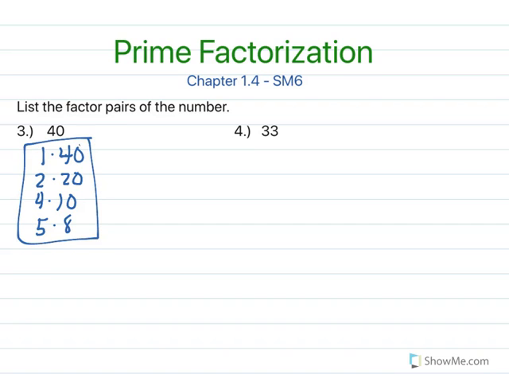Let's try for number 4. We're going to try, again, 1 times 33. Can't do 2. Let's try 3 times 11. 4 times 4, nope, that's 16. Or 4, no. 5, nope, it doesn't end in a 5 or 0. 6 times 6 is 36, so we've now passed it. So these are the only factor pairs we can come up with. All right, let's go ahead and check out our next section.